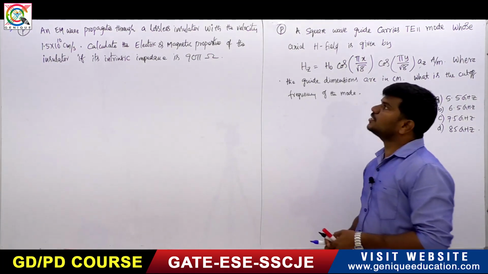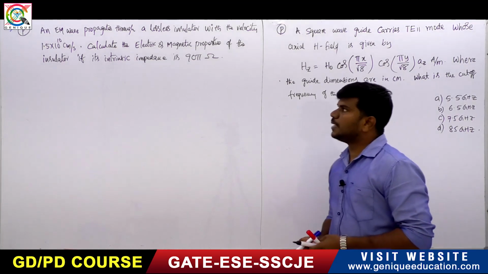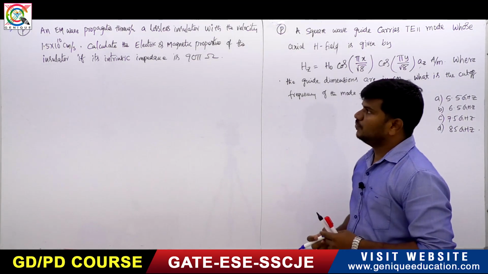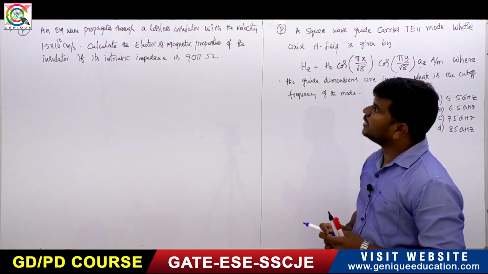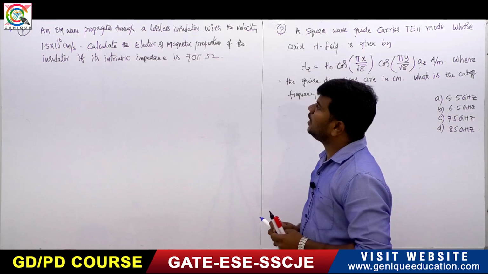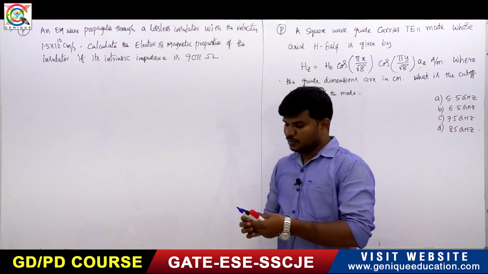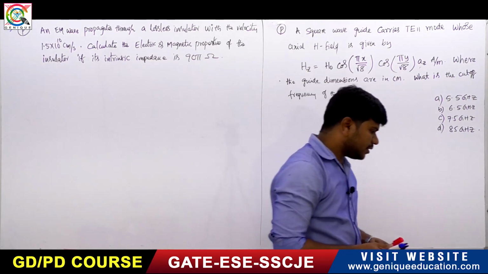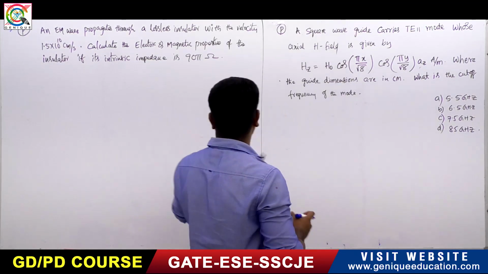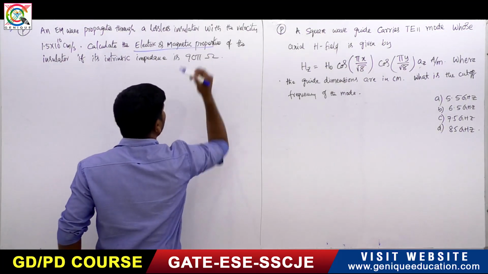An EM wave propagates through a lossless insulator with a velocity of 1.5 into 10 power 10 centimeters per second. Calculate the electric and magnetic properties of the insulator if its intrinsic impedance is 90 pi ohms. Okay. So here, for the insulator, what do we have to find? We have to find the electric and magnetic properties.